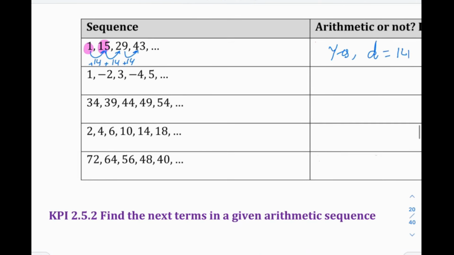Let's check this one. Minus 2 minus 1 is minus 3, so this is decreasing by 3. 3 minus minus 2 is 5, so this was increasing by 5. Then is it an arithmetic sequence? No, it's not. Next one, it's increasing by 5, sorry. It's increasing by 5 and you should check until the end. So yes, D is 5.